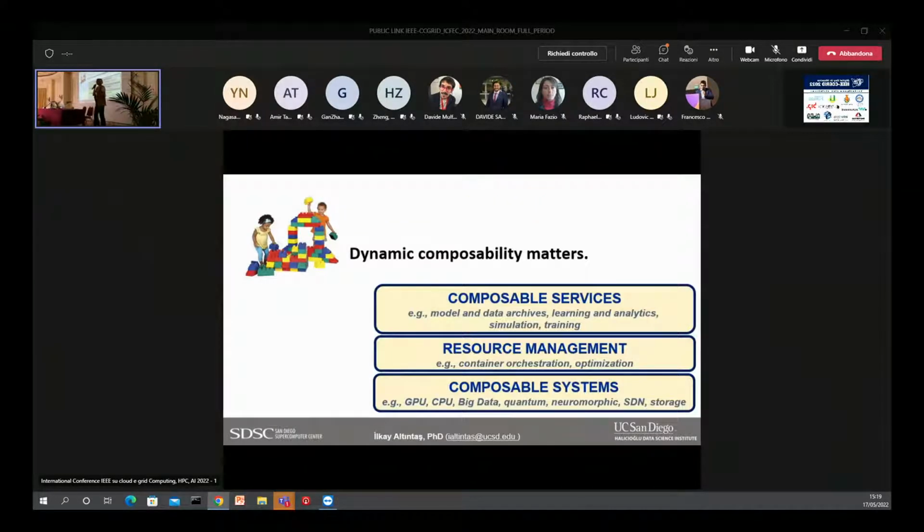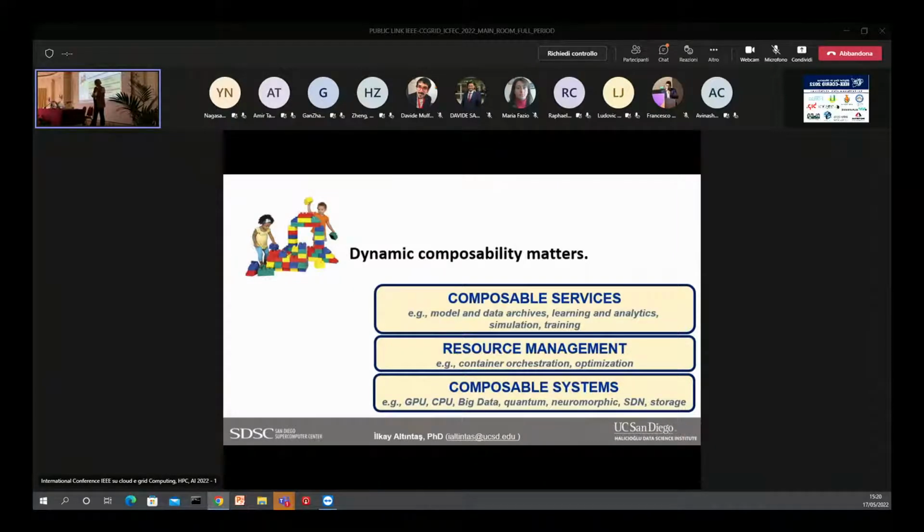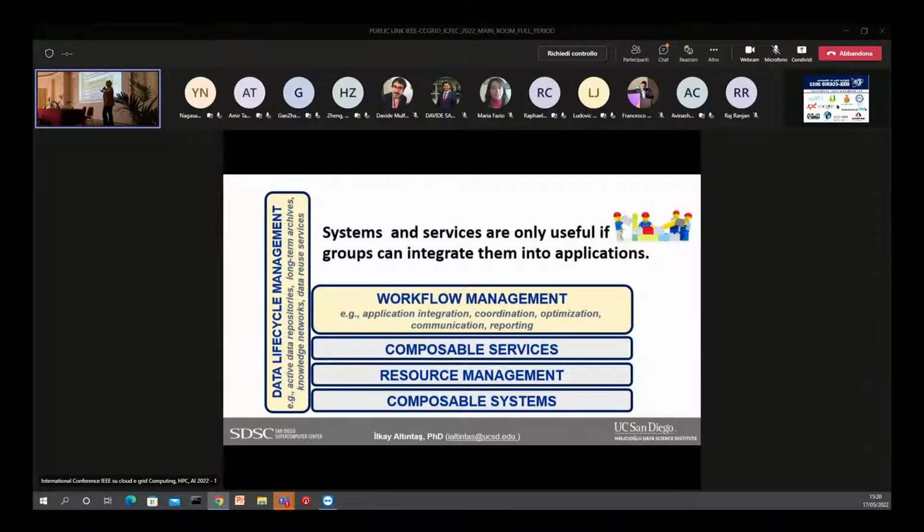How do we make something dynamically composable, or what do we mean by that? There are systems: hardware, software, network, storage. There is a resource management layer on top of that, and there are services that run on top of that. So this is both containerization at the hardware and software level to make things integrate. The second one, how do we integrate things? Again, I use workflow management as an application workflow, not a formal workflow, although it could be a formal workflow, but it could be just a notebook as well. There needs to be some layer for application integration, coordination, optimization. These are all part of it.